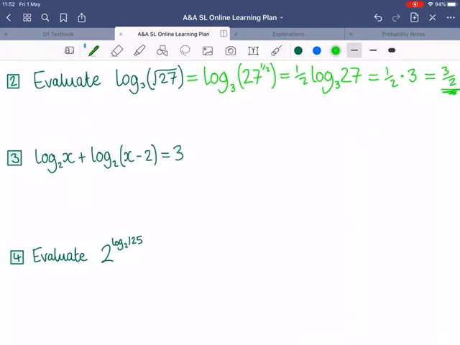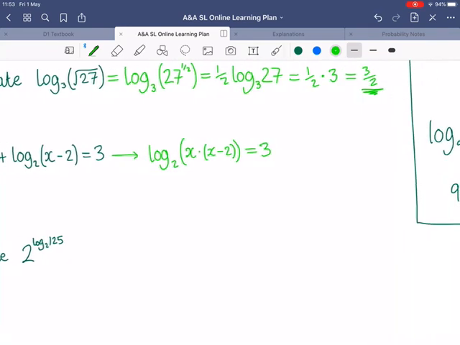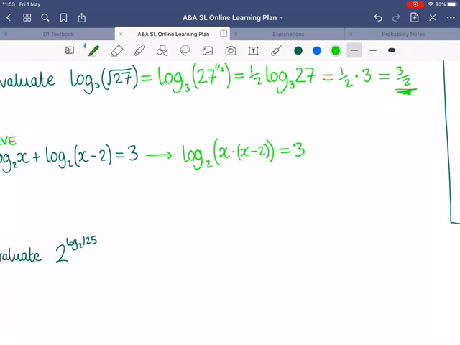Getting a bit trickier now. Now we're solving a log equation, not solving an equation using logs. So we have an addition of logs, and they have the same base, so we can use that first log rule, that addition rule, and multiply x by x minus 2. Now, we can't evaluate this log or anything like that.